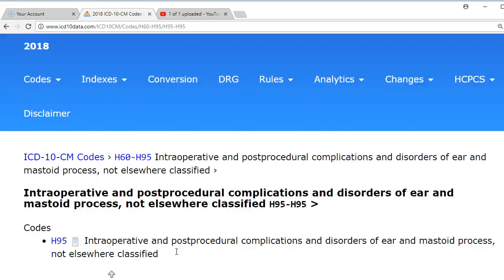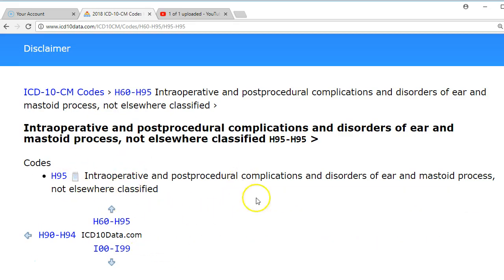The last set of code categories, again, is our intraoperative and post-procedural complications and disorders of the ear and mastoid process. So again, just like the eye, even though there's no guidelines for the ear for hearing, we want to be on the lookout. Keep in mind, again, just because it's a bilateral organ does not mean it's going to have a bilateral problem, okay? So it's just like someone could have pneumonia in just one lung. The difference is that when it comes to pneumonia, they don't separate out the right lung versus the left lung and the lobes of the lung. But when it comes to eyes and ears, they do.